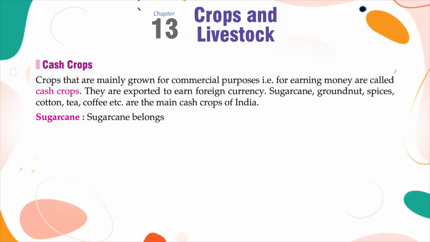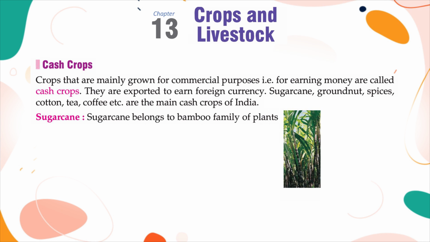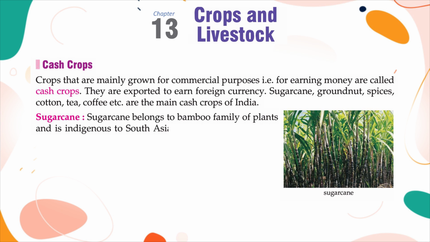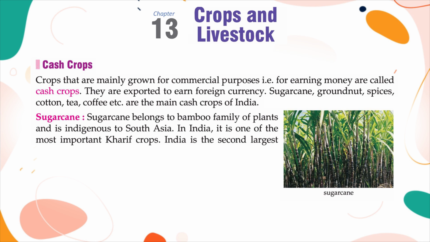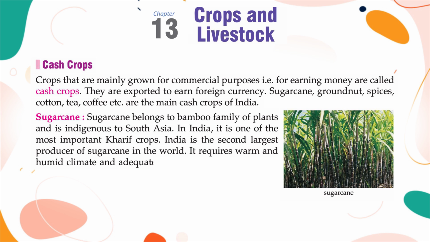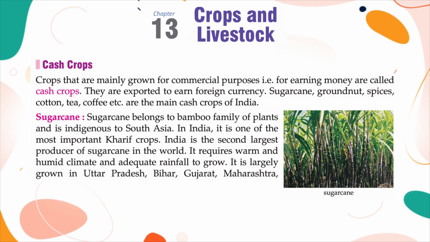Sugarcane. Sugarcane belongs to the bamboo family of plants and is indigenous to South Asia. In India, it is one of the most important Kharif crops. India is the second largest producer of sugarcane in the world. It requires warm and humid climate and adequate rainfall to grow. It is largely grown in Uttar Pradesh, Bihar, Gujarat, Maharashtra, Karnataka, Tamil Nadu, Uttarakhand, Punjab and Haryana.